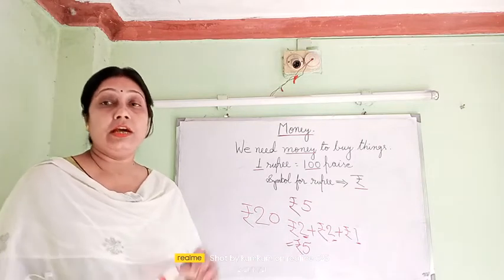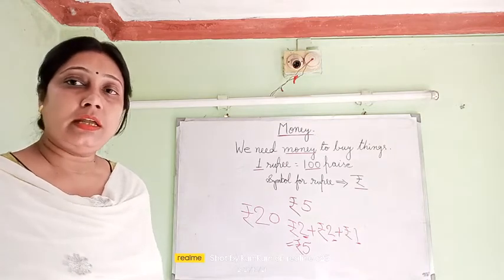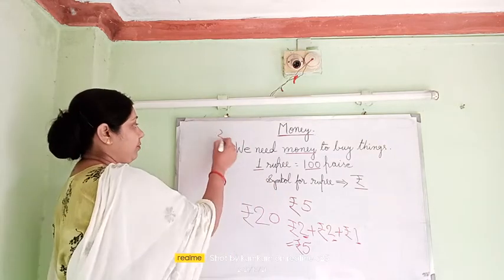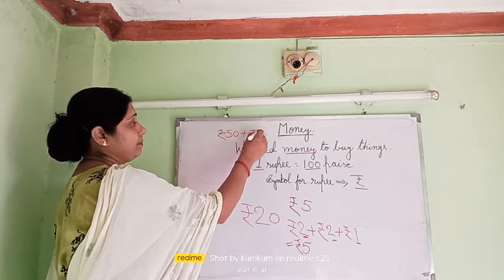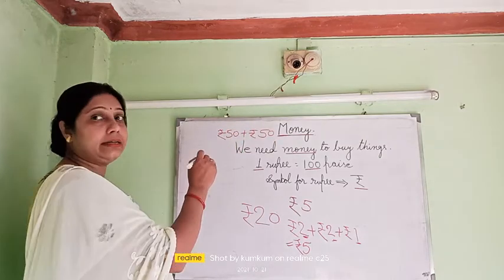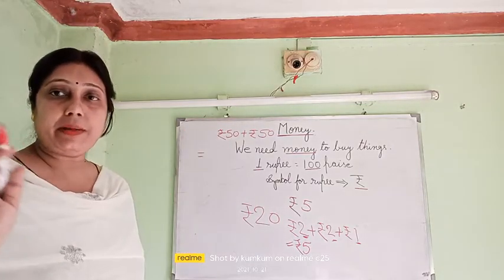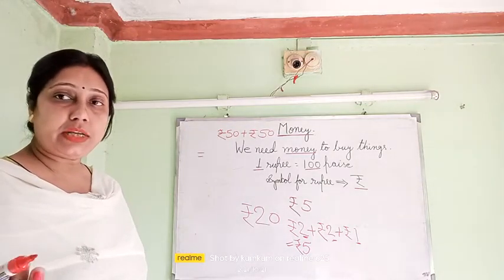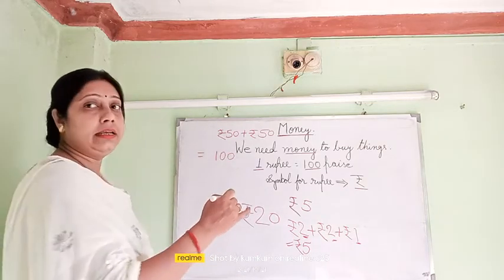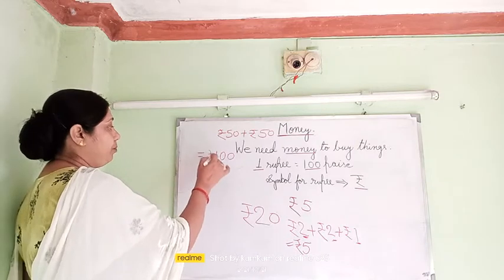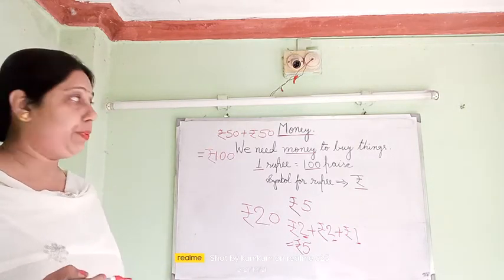Suppose I am asking, 50 rupees plus 50 rupees is how much? Very easy question. You will think how I will do it. See, 50 rupees plus 50 rupees. I am not going to do anything with the symbol, I will add 50 plus 50. So 50 plus 50 is how much? 100. I am going to write 100 here, and in front of the number I have to put the rupees sign. So it will become 100 rupees.